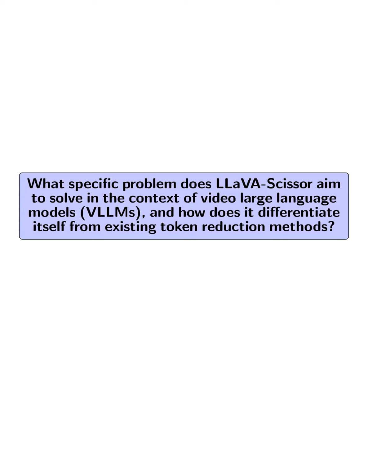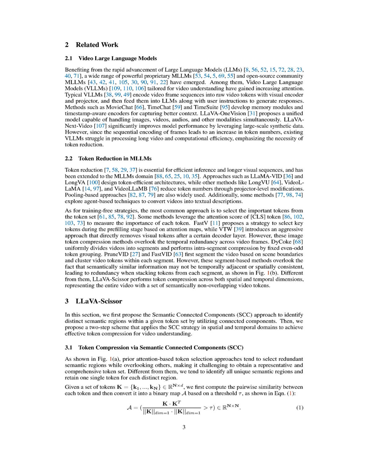What specific problem does LLaVA-Scissor aim to solve in the context of video large language models, VLLMs, and how does it differentiate itself from existing token reduction methods? LLaVA-Scissor addresses the problem of excessive redundancy in visual tokens generated by video large language models, VLLMs, during video processing, which hampers computational efficiency and model performance.